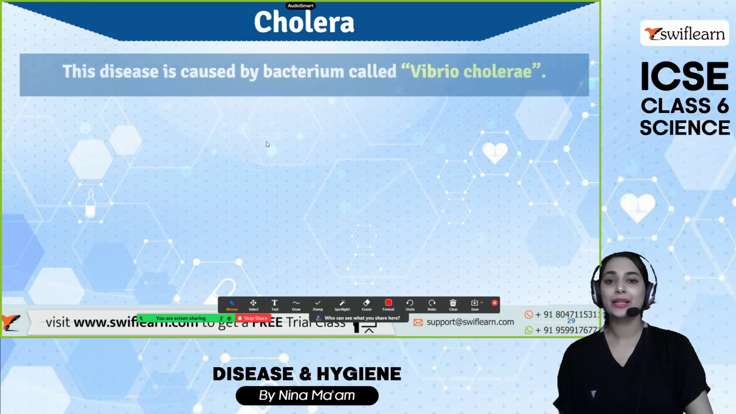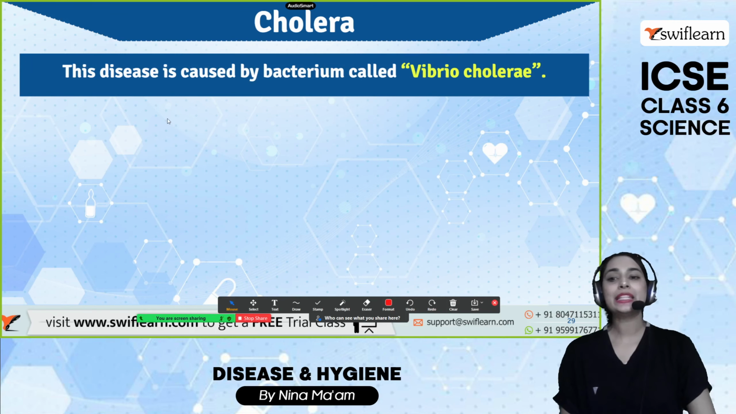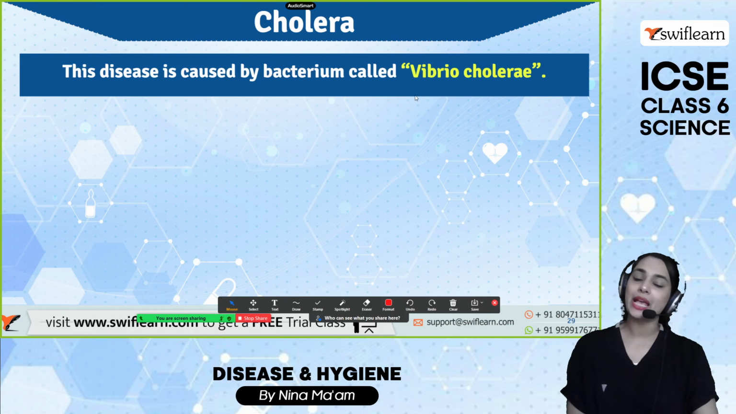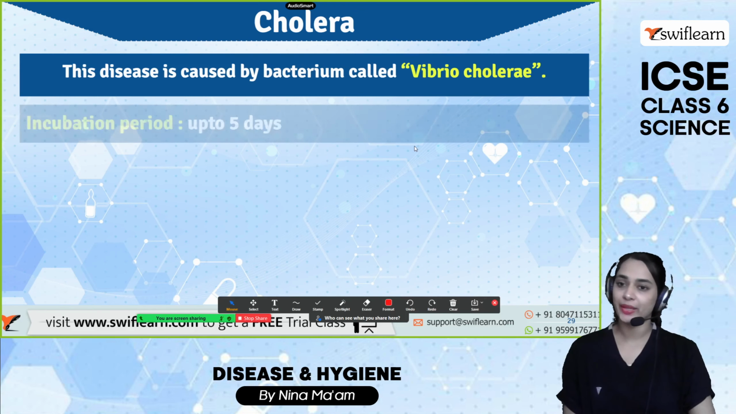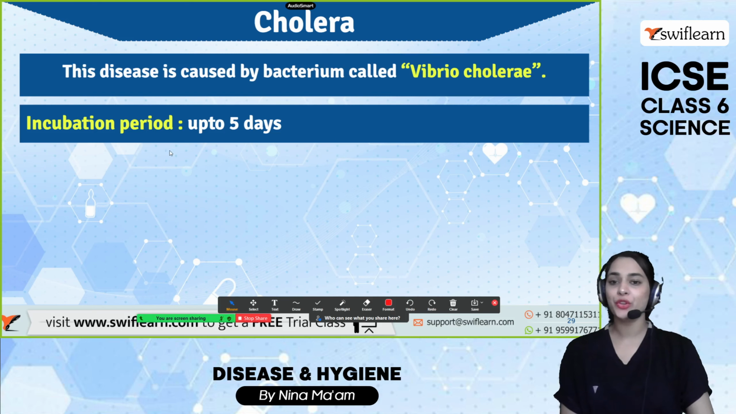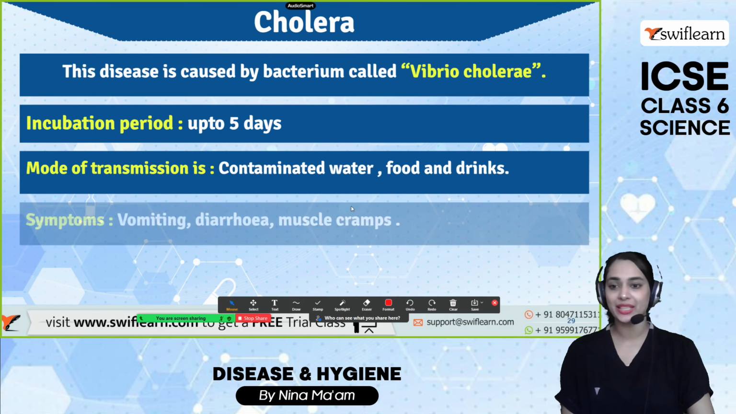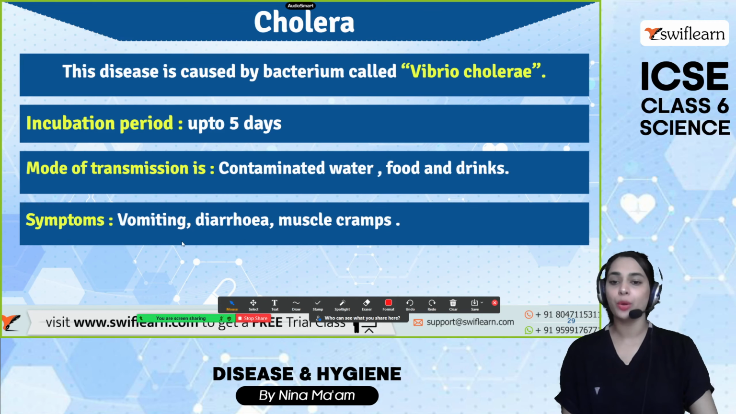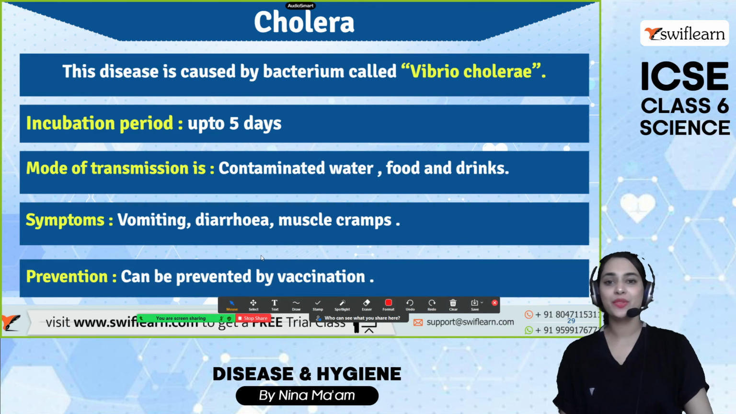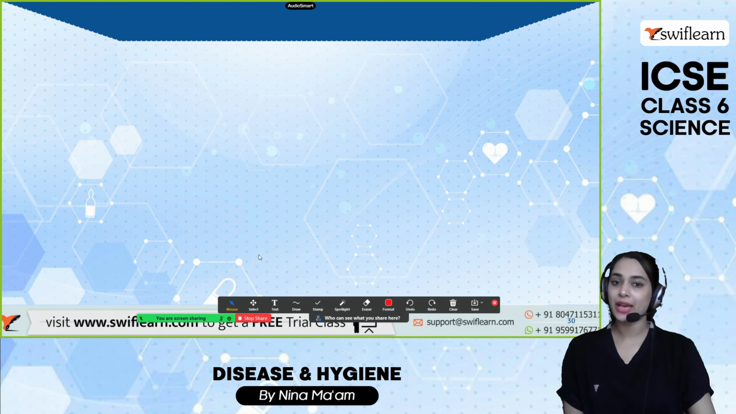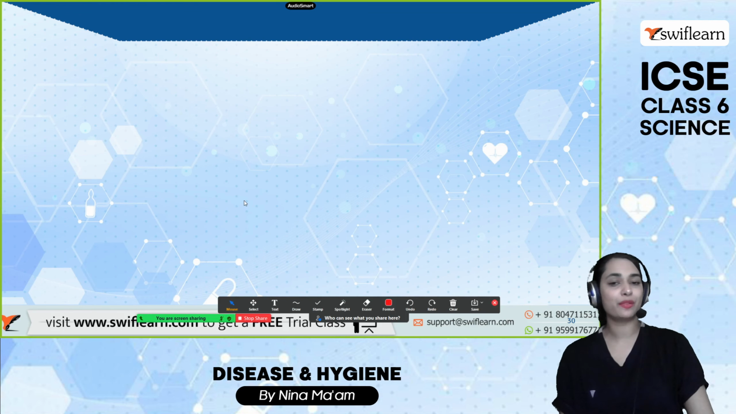And this one is cholera. Cholera is a disease caused by the bacterium Vibrio cholerae. The incubation period is up to 5 days. The mode of transmission is contaminated water, food and drinks. The symptoms are vomiting, diarrhea and muscle cramps. How can we prevent it? It is prevented by vaccination and sanitization of food.